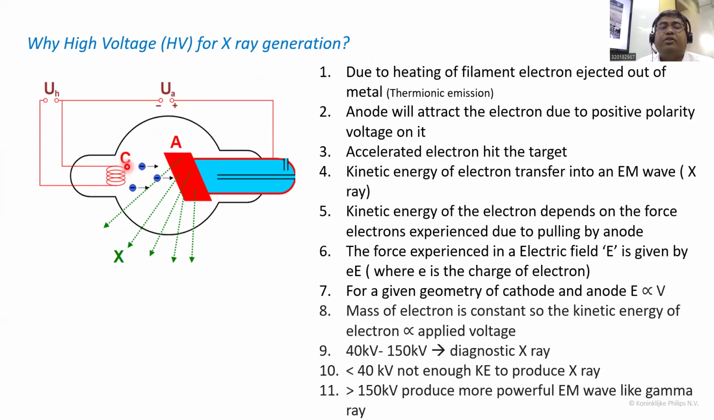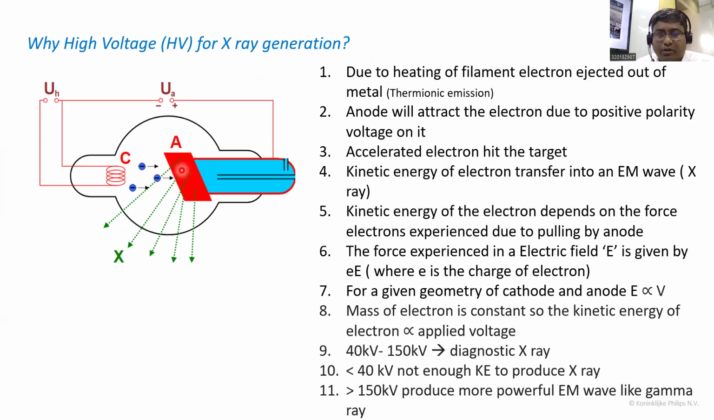Free electrons are generated with the help of thermionic emission. Once these free electrons are available, there is a high potential difference between the cathode, C stands for cathode, and A stands for anode. A very high potential difference is applied between these two. Because of that potential difference, the electron is attracted to the positive electrode, the anode, and gets accelerated during this travel, and it hits this solid metal.